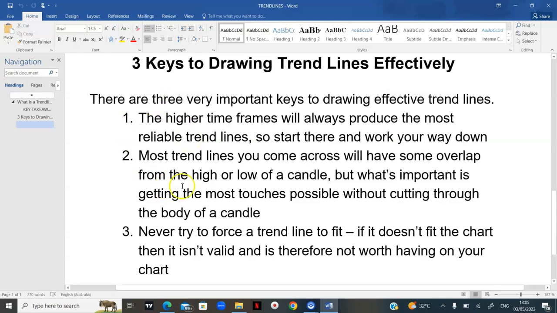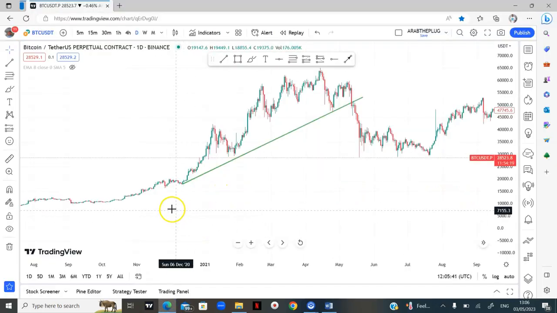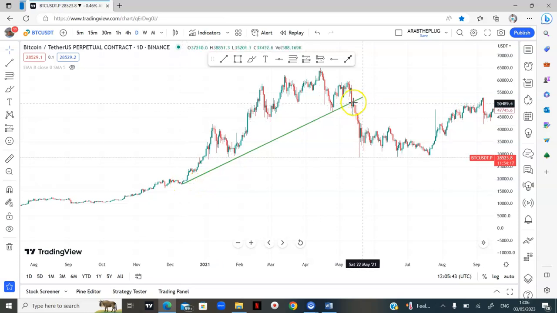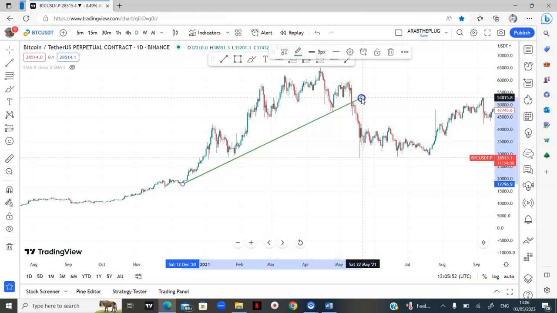That's the first thing. The second thing is, most trend lines you come across will have some overlap from the high or the low of the candle. But what's important is getting the most touches possible without cutting through the body of the candle. So in this kind of scenario, we try to get one touch here, then the second touch here, then the third touch here, without cutting through the body of the candle, even though there is a break at this point. But then we can just leave the trend line like this. So it got one touch here, then the second touch at this point.